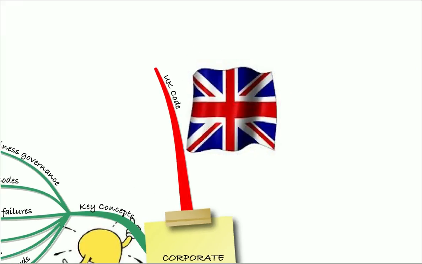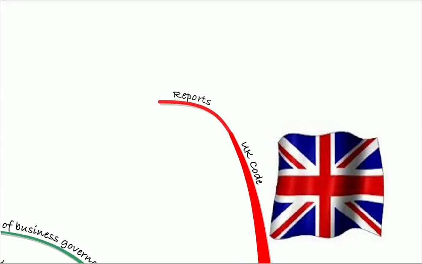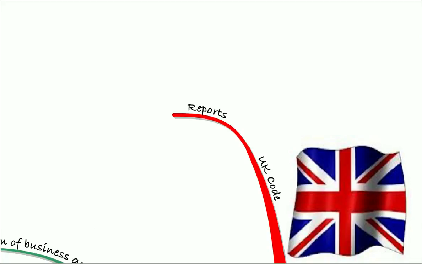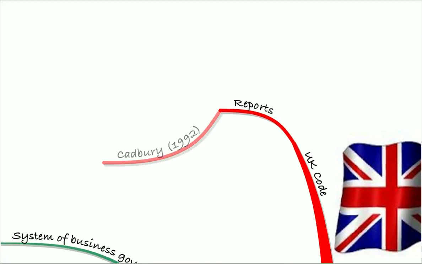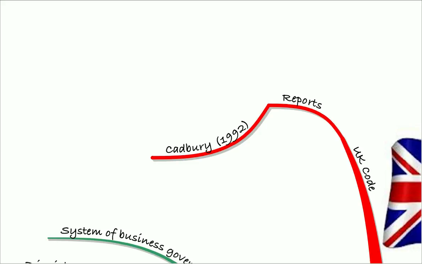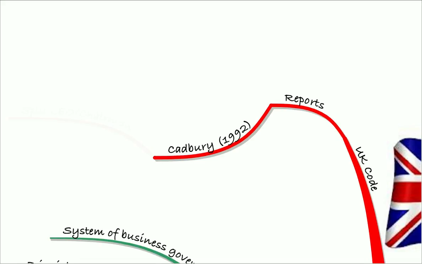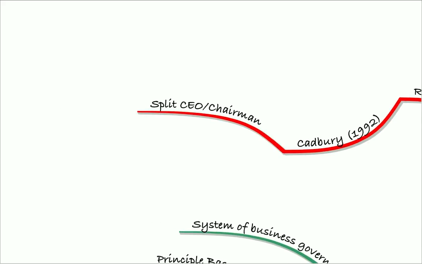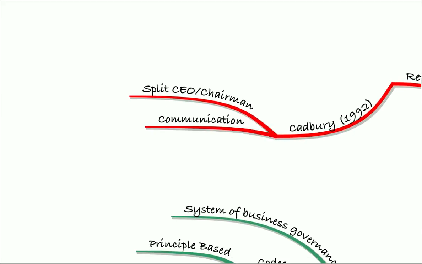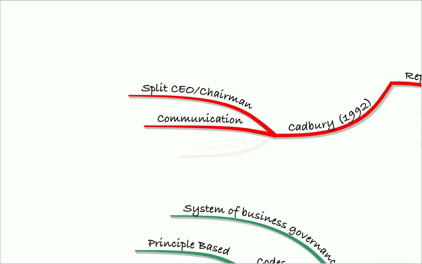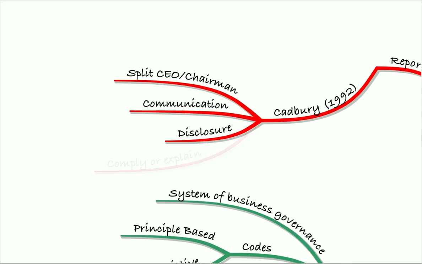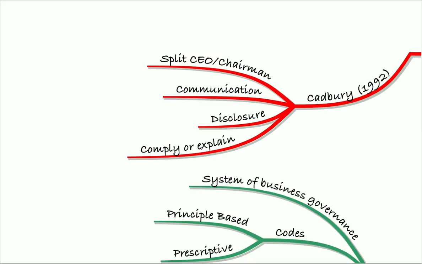Looking first of all at the UK Code. The UK Code is really an amalgamation of various different reports that came about at different times. That started off in 1992 with the Cadbury Report. The Cadbury Report suggested various different corporate reporting and corporate governance requirements, for example, the split of the CEO and chairman function, also communication with the shareholders and stakeholders, disclosure of information, and that comply or explain concept.